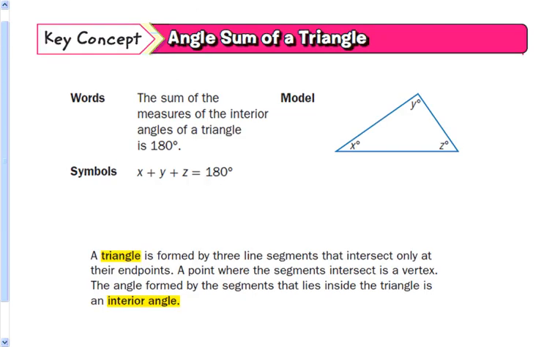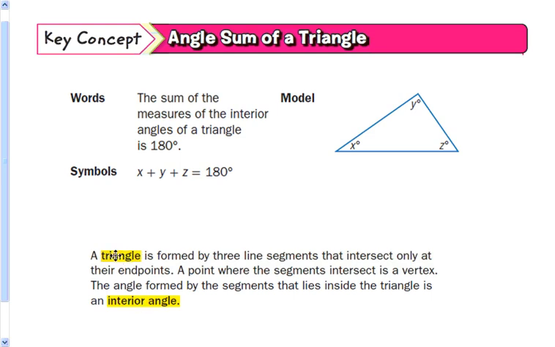And this is the key concept. Like I said, this is the whole point of this lesson. Okay, the sum of the measures of the interior angles of a triangle is 180. So if you take angle X, angle Y, and angle Z, it's going to equal 180. Okay, any triangle. And here are your two vocabulary words.